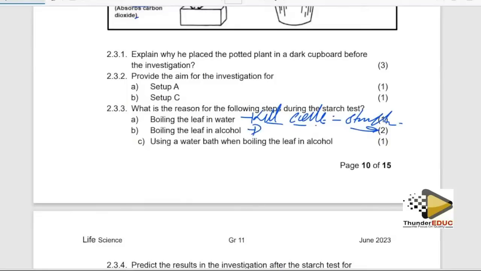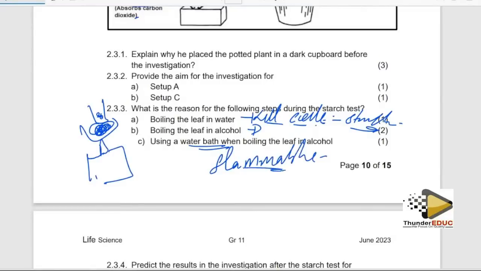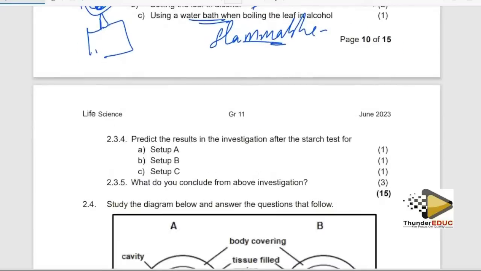Yes. So we use a water bath when boiling the leaf in alcohol. Why do you use a water bath? When you are heating alcohol, you don't heat it directly. If this is water and then you put alcohol here. Why? Because alcohol is flammable. Yes, it can catch fire if you do it directly.